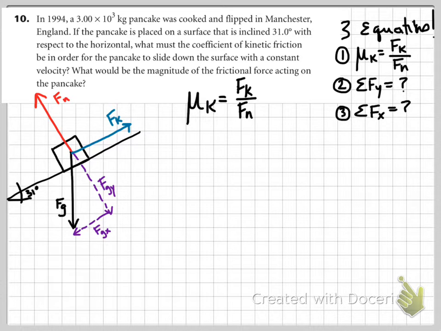We're going to start off by looking at the mu k equals Fk over Fn. Well, since we are looking for the coefficient of kinetic friction, it seems like we're going to have to use this. Of course, we don't have Fk or Fn.